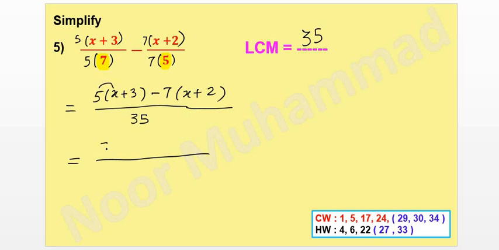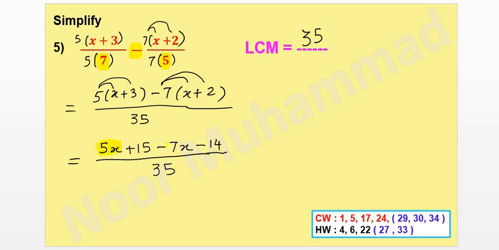So 5x times 5 will be 5x, and here we will have 15. Now what will be here? 7 times x will be negative 7x, and here negative 7 times 2 will be negative 14. This is the main mistake that most students make, because they do not write it together. So they just multiply 7 times x, 7x, and 7 times 2, positive 14. But remember, because of this negative sign, these two signs will change from positive into negative.